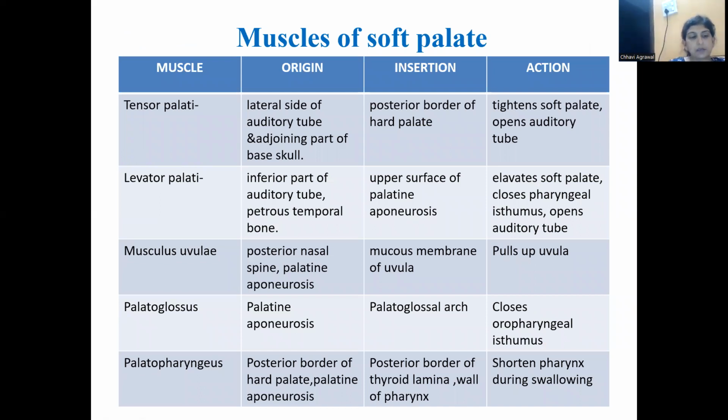The soft palate forms a dense fibrous framework that is called the palatine aponeurosis, and it is formed by the expanded tendon of the tensor veli palatini muscle. To this aponeurosis is the attachment of the other palatine muscles. So the muscles of the soft palate are tensor palati, levator palati, musculus uvulae, palatoglossus, and palatopharyngeus.